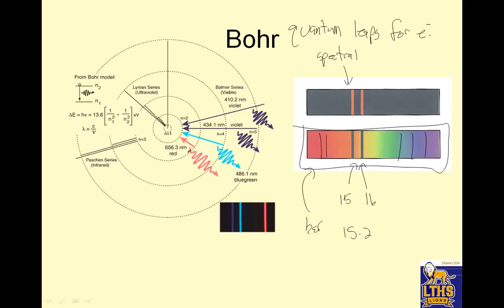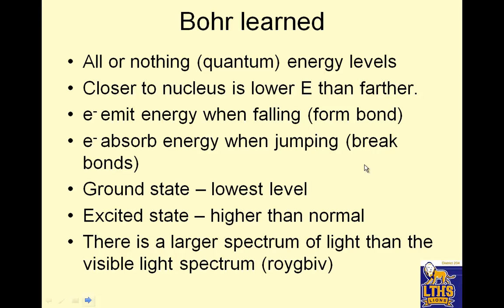So an electron that's here can jump up, and once it jumps up to a level, it then eventually falls back down. So it would absorb, in this case, pink light, and fall back down to give off pink light. Bohr learned there are all or nothing energy levels. That's the jump. Quantum means all or nothing. So kind of like, what grade are you in? You're either a junior or a senior. You are not anything in between.